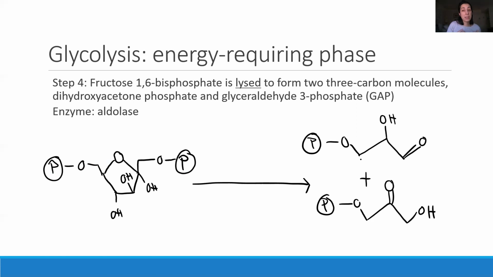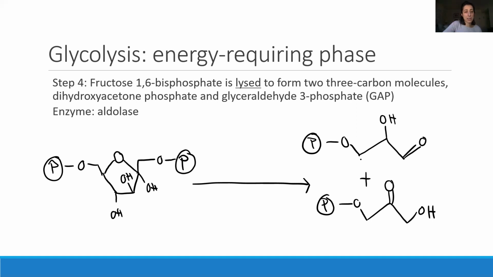Okay, so we're still in the energy requiring phase, but now we are going to see the breakdown start to occur, the actual cleavage of our molecule. Step 4 takes fructose 1,6 bisphosphate and it lyses it. This is where the name lysis comes from in glycolysis. Glyco is glucose, lysis is to break, right? So this is the lysing step. This step forms two 3-carbon molecules. It is going to form two different 3-carbon molecules.